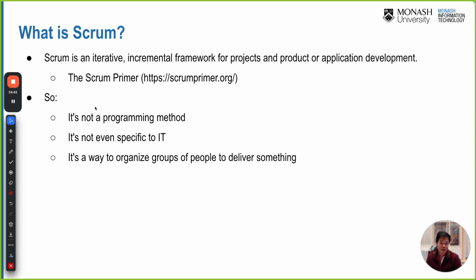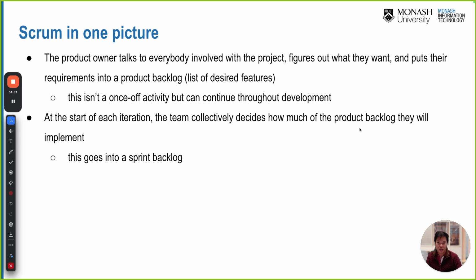And this is not about a programming method. This is not even specific to IT, okay? It's a way to organize groups of people to deliver something. That's the key point, how you manage the project. All right.